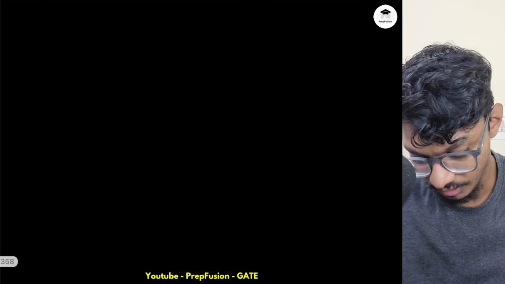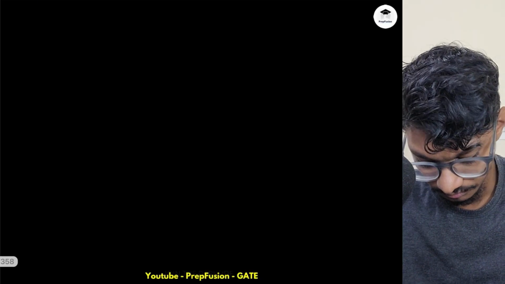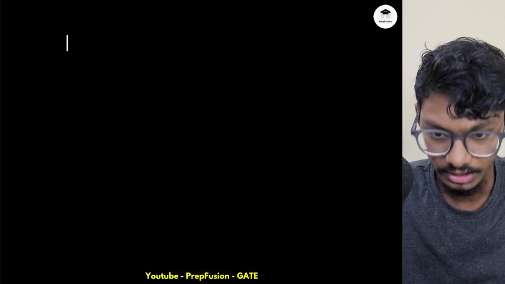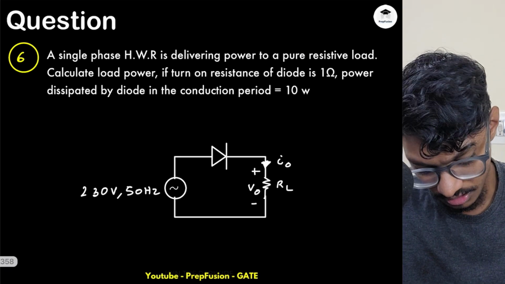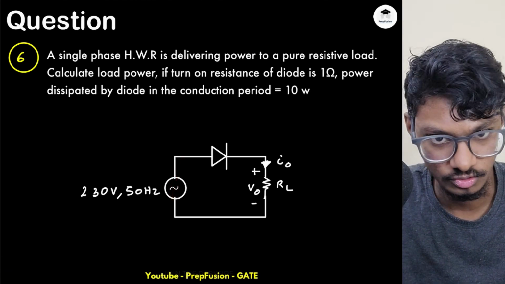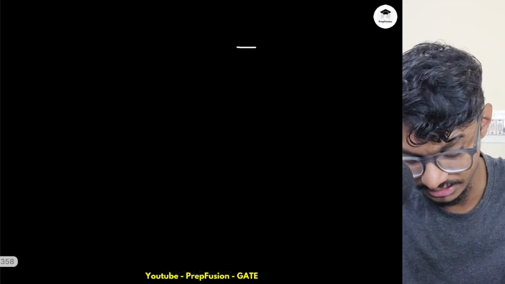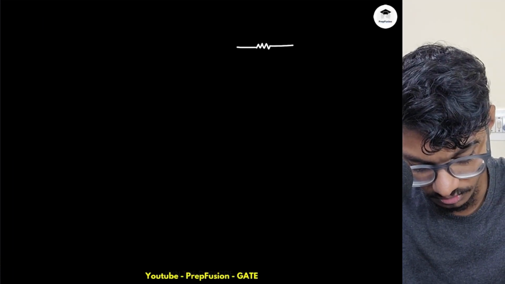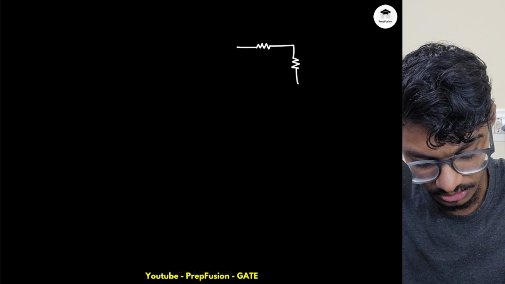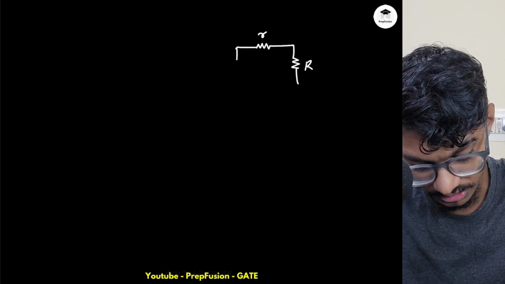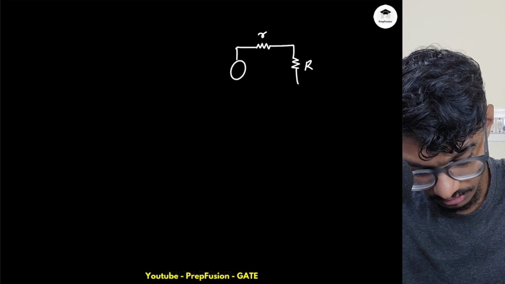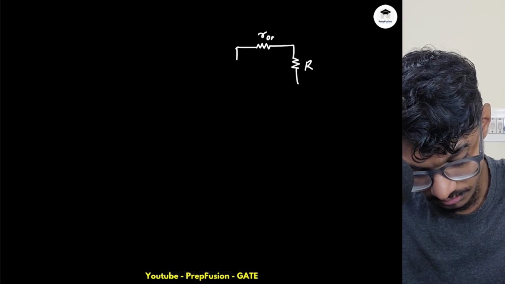Whenever the diode turns on, if I just draw the circuit, it will be something like this, because this will turn on with alpha equals 0. There is no triggering angle because this is not an SCR, this is a diode. So whenever the input voltage is positive, this diode will be turned on. This is my R and this is my small turn-on resistance R on, and this is my supply.